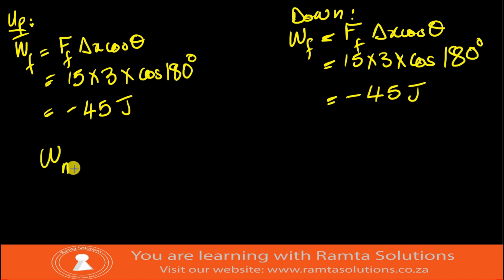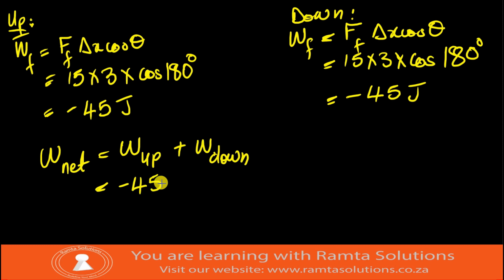Now, what is the net work done? The net work done is the work done to move the object up plus the work done to move the object down. It is negative 45 joules plus negative 45 joules. So our answer is negative 90 joules. Can you see that? As you can see now, the net work done by a non-conservative force is not equal to 0.